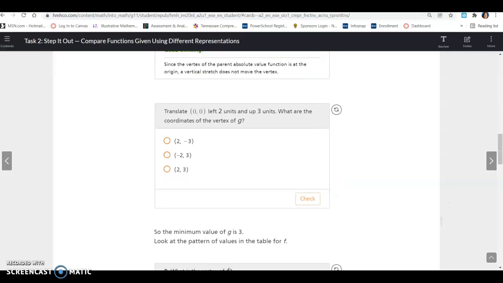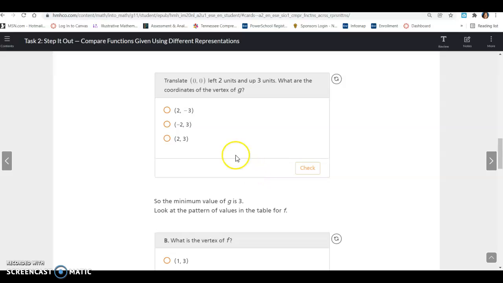All right, so it says translate (0, 0). Okay, that would be the vertex. Left 2 and up 3. All right, so if I move this left 2, that's (-2, 3). So that would be this point here. So that would be the vertex of g. Your vertex comes from your h and k, which are your horizontal and vertical movements.